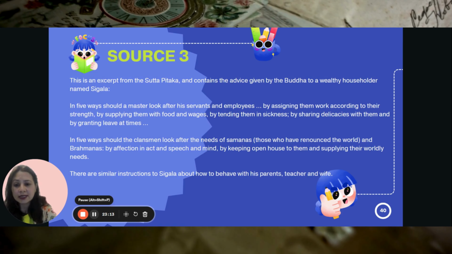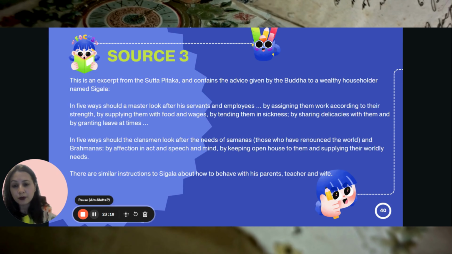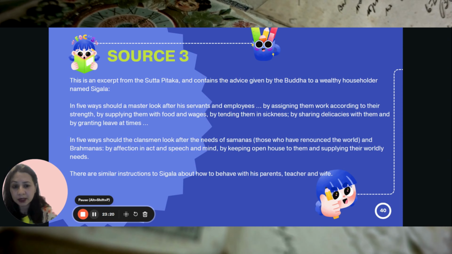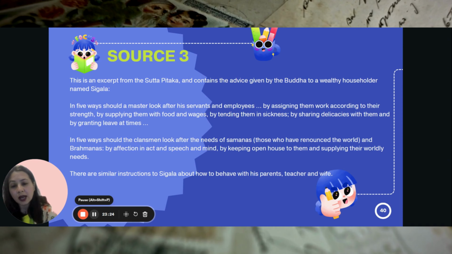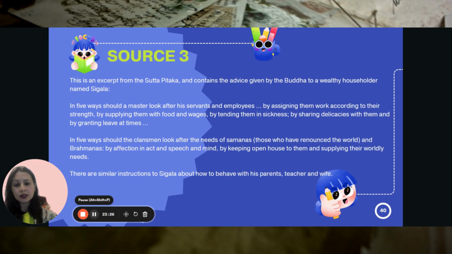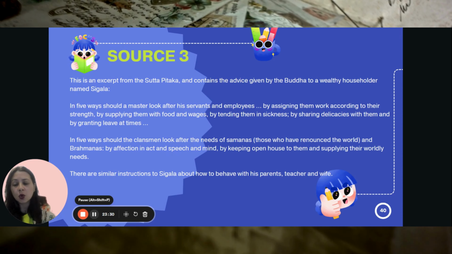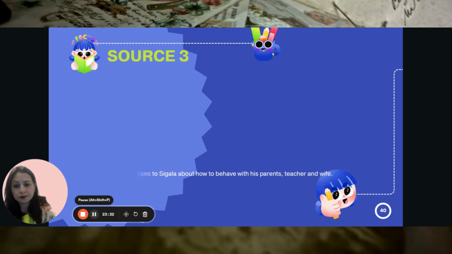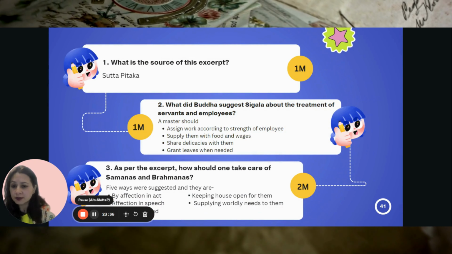So this is again an excerpt taken from Sutpitaka. We know that in the Tripitaka there are three books: Vinay Pitaka, Sutpitaka, and Abhidham Pitaka. Sutpitaka mainly talks about Buddha and his teachings. Here it's a piece of advice which was given by Buddha to a wealthy householder, Sigala. Questions? Source of this excerpt: Sutpitaka.